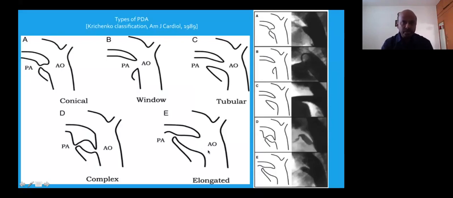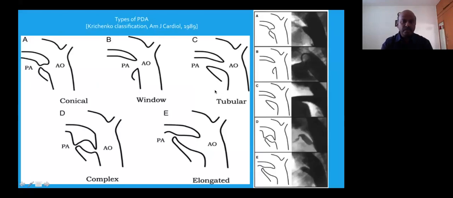Now, why is this morphology important? How does this have a bearing on the management? Why do we need to know the morphology of the ductus while managing? Device closure, yeah.